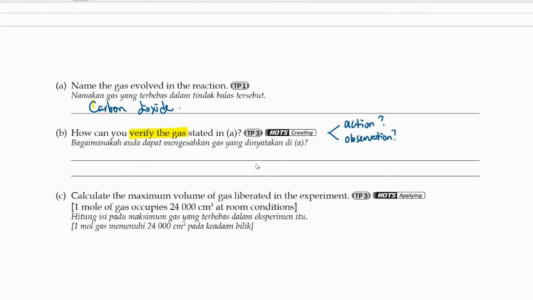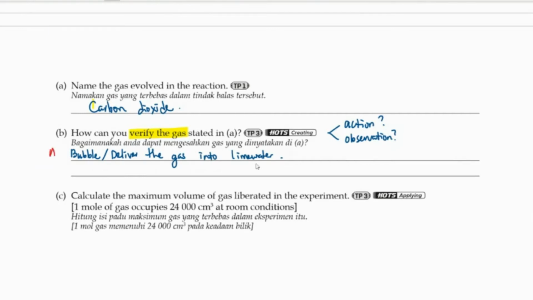What action? The gas, how do we do with the gas? We deliver the gas into lime water, right? Okay, so this is the action.